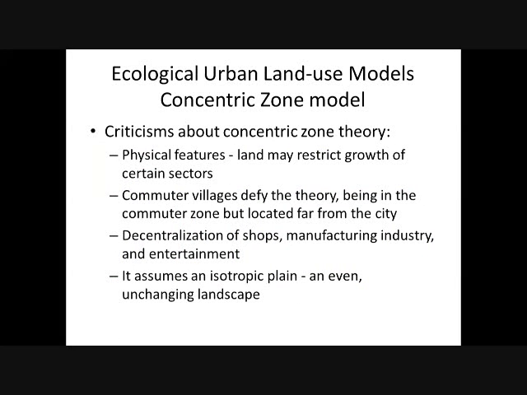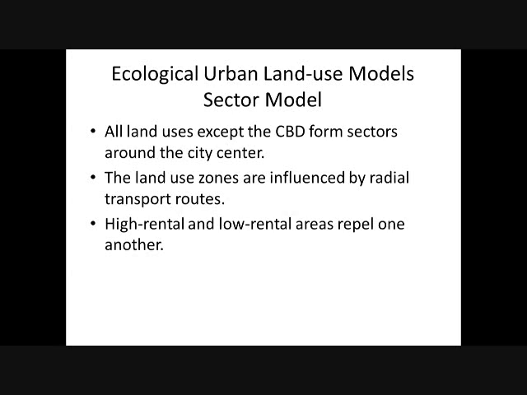The physical features of the land may restrict growth of certain sectors if we don't have access to land. Commuter villages defy the theory, being in the commuter zone but located far from the city. Decentralization of shops, manufacturing industry, and entertainment. And it assumes an isotropic plane and even an unchanging landscape. So here, monotony and repetition.